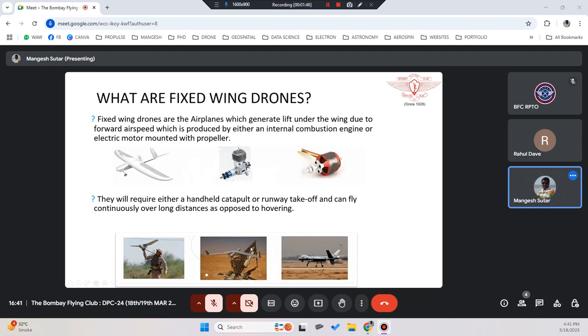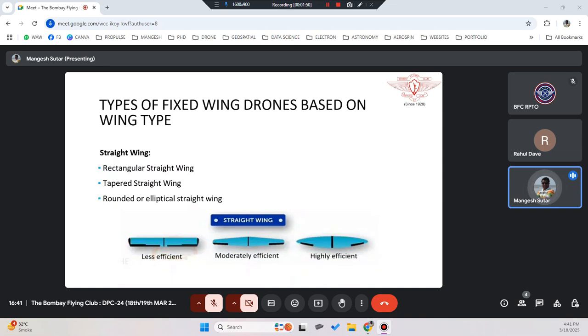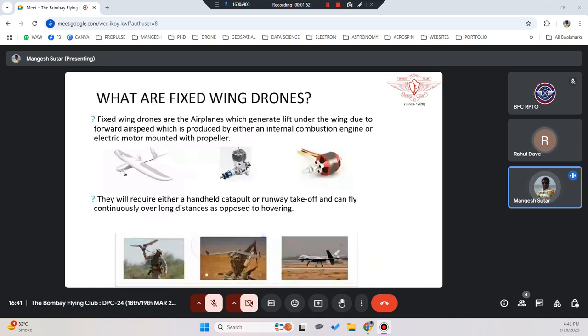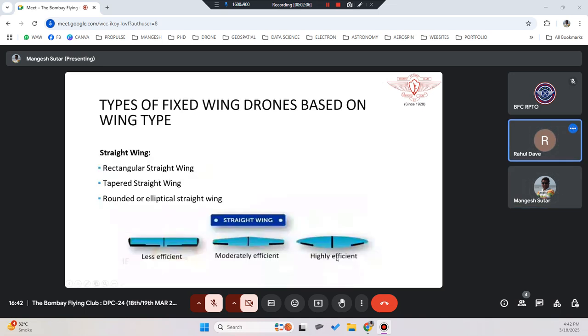Whereas the hovering drones are limited in their operations. They are limited in range, limited in altitude, and in range capacities; lateral motion is very limited. Okay. So there are different types of fixed wing drones based on the wing type. There is a rectangular straight wing, tapered straight wing, or round or elliptical straight wing.